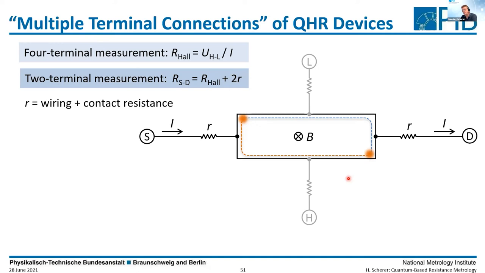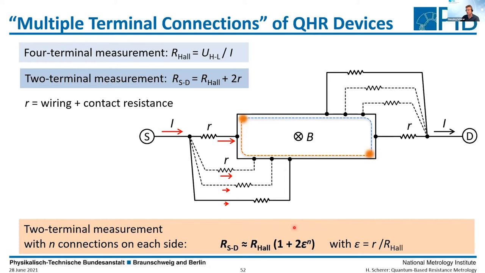Now, if you want to do a two-terminal measurement, this means you do not do the measurement between low and high potential, but between the source and drain contacts themselves. You can do that because, as the potential lines show, the Hall voltage appears also between these two contacts, source and drain. But of course, in addition to the Hall resistance, you would get two times your wiring resistance, if both wiring resistances on both sides are equal. But now it was shown by François Delahaye with his network theory that if you take multiple connections to terminals on each side of the Hall bar, like shown here, then the difference between the Hall voltage, so the quantized voltage, and the two-terminal source-drain voltage that you can measure here becomes equal, because the influence of the wiring and contact resistance diminishes with this ratio epsilon.